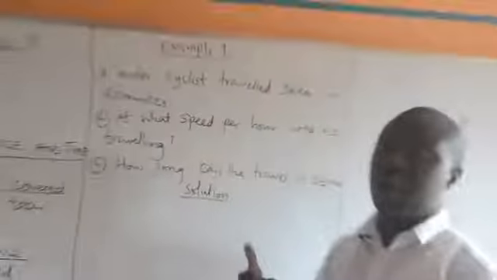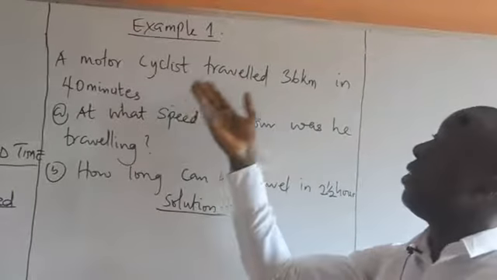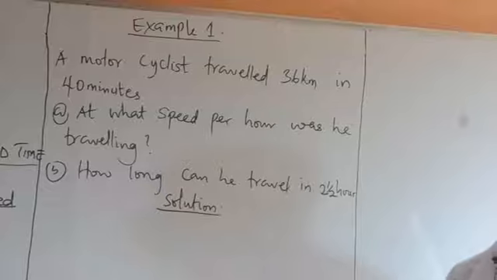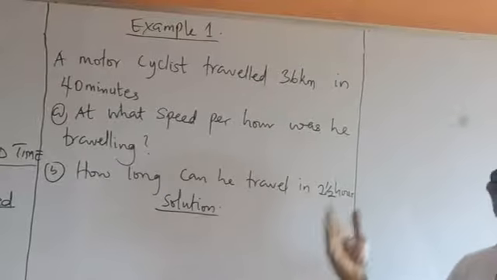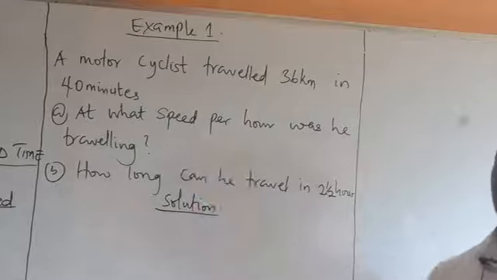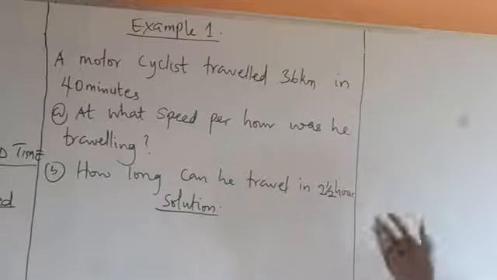So let's just move straight to the example. Example 1. A motorcyclist traveled 36 kilometers in 40 minutes. A, at what speed per hour was he traveling? B, how long can he travel in 2.5 hours?